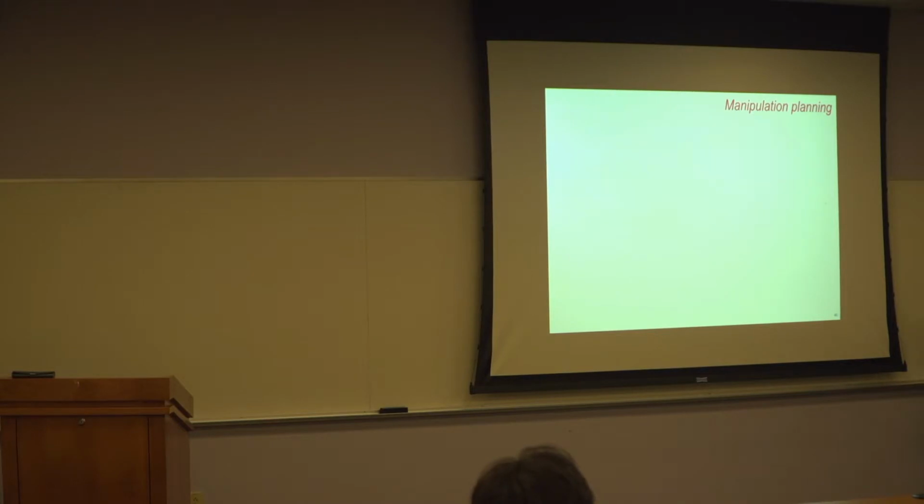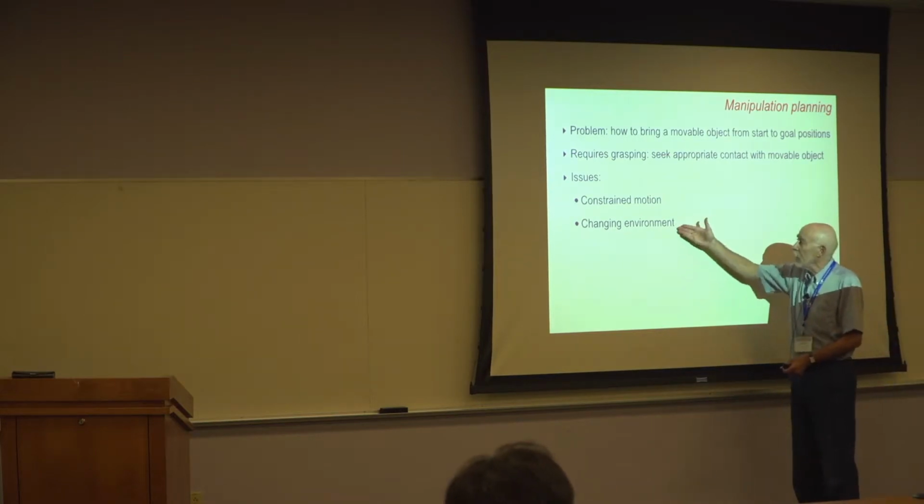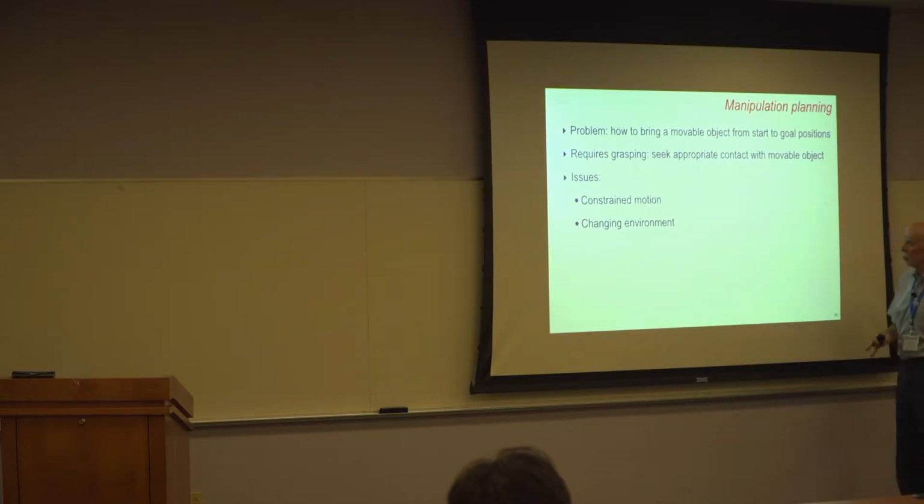So let me move to manipulation planning. In motion planning, we wanted to avoid obstacles altogether. Here, we have to bring a movable object from start to goal positions. And this requires grasping, and grasping means seeking appropriate contact with a movable object. The issue is constrained motions. We are close to the obstacles and the changing environment. We do not try to be away from the obstacles as in motion planning.